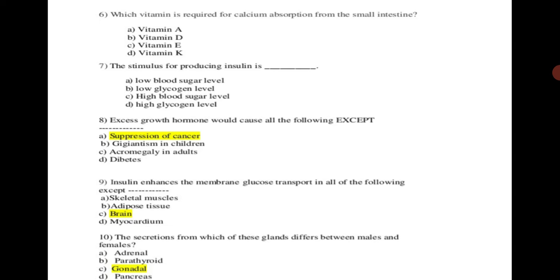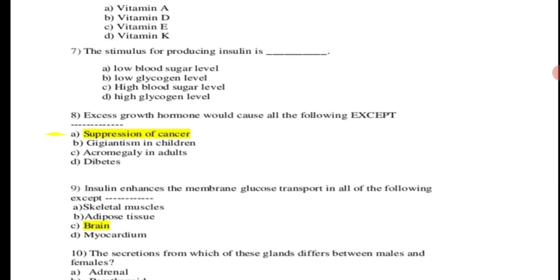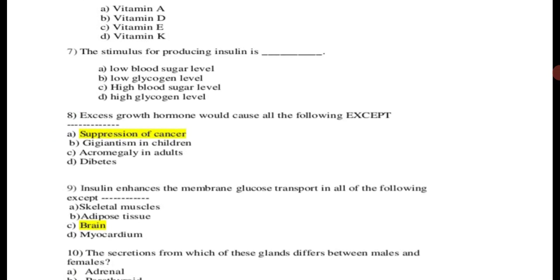Then question number 7: the stimulus for production of insulin is? The answer is option C, that is a high blood sugar level. Insulin is secreted by the beta cells of the pancreas, and it is secreted in response to a high blood sugar level.